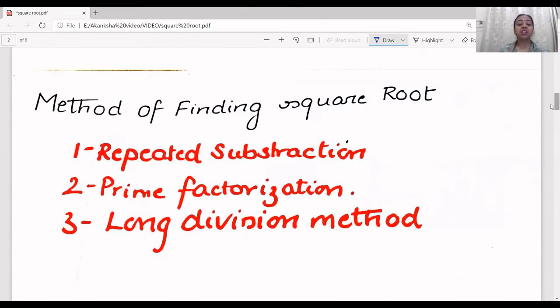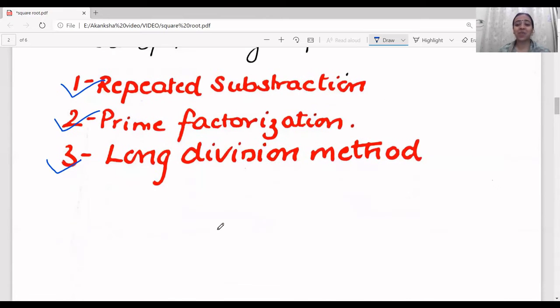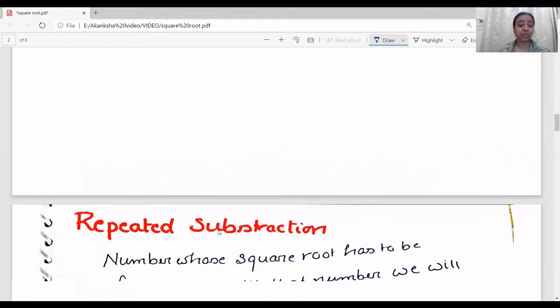There are various methods of finding square root. Up till now, we were discussing small numbers. Finding the square root of small numbers is much easier. But when the number has 3 digits, or is a bigger 2-digit number, it becomes a little tricky to find square roots. So there are different methods. The first method we'll be discussing today is repeated subtraction. The second is prime factorization. And the third is the long division method. It looks like it is going to be very long, but not that long. Once you understand the procedure, it's going to be very easy.